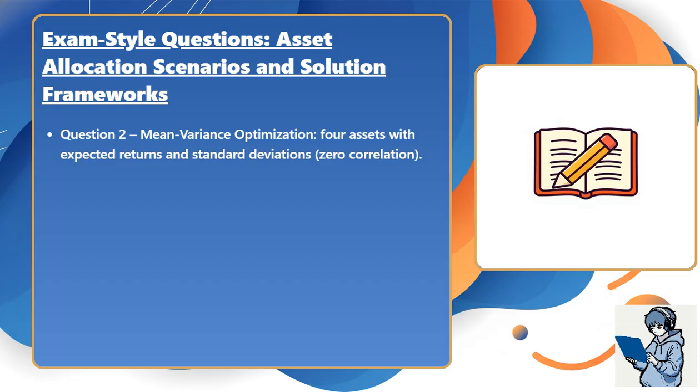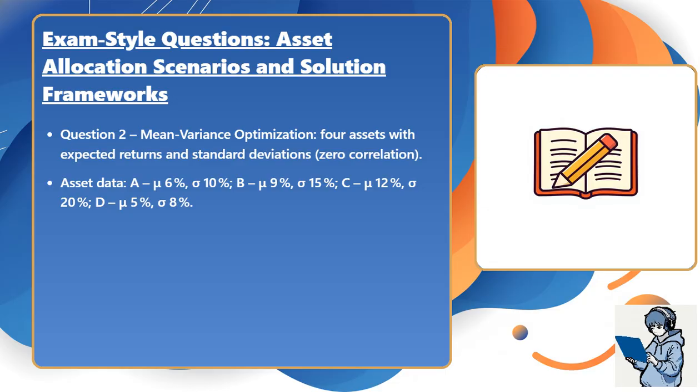Question 2. Mean-variance optimization. 4 assets with expected returns and standard deviations, assuming 0 correlation. Asset data: A mu 6%, sigma 10%; B mu 9%, sigma 15%; C mu 12%, sigma 20%; D mu 5%, sigma 8%. Covariance matrix Σ is diagonal with variances 0.01, 0.0225, 0.040, 0.0064.